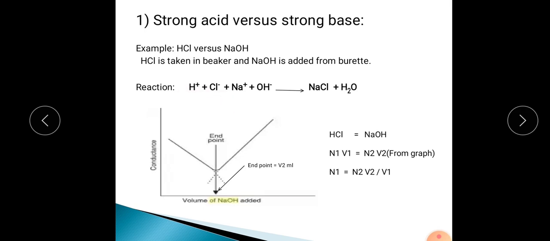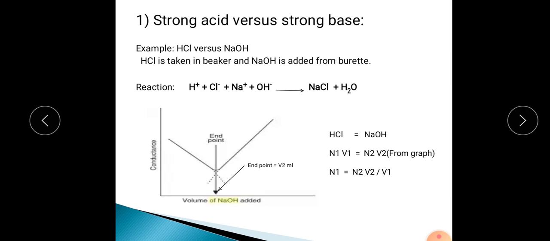In this way, we determine the neutralization point, the end point, from the graph by plotting the conductance versus volume of NaOH added. The point of intersection of these two lines, or the corresponding volume on the x-axis at the point of minimum conductance, is the end point of this titration. You can say a V-shaped graph is obtained for a strong acid, strong base neutralization titration.